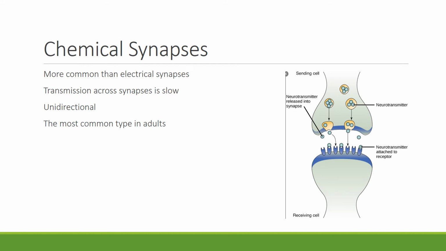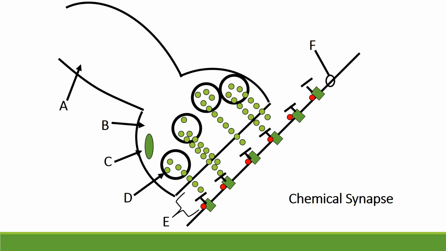Chemical synapses are much more common than electrical synapses. You can see a diagram of a chemical synapse on the right. Transmission across synapses is slow, it is unidirectional, and it's the most common type of synapse in adults. This is a close-up drawing of a chemical synapse. I'd like you to be able to identify the parts that are indicated here. The answers are on the following slide.